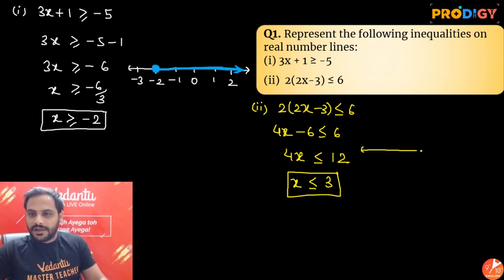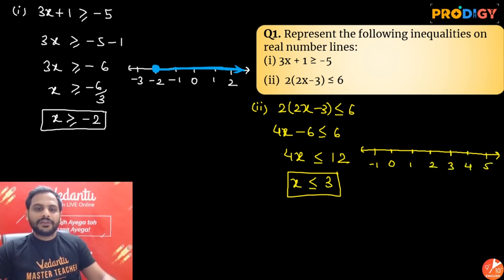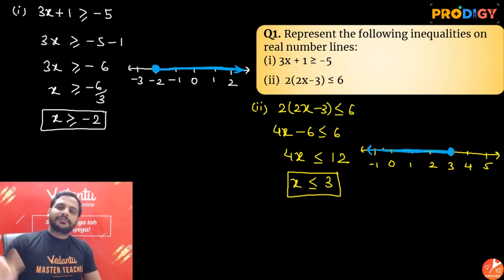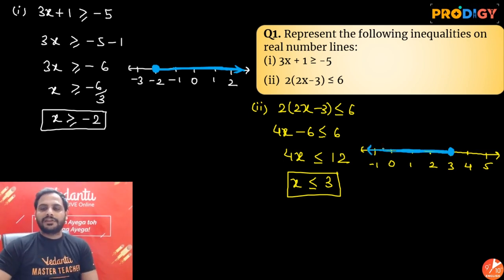So if I make this as a number line, let's say it is minus 1, 0, 1, 2, 3, 4 and 5. I want x less than or equal to 3, so 3 is included. And we want the values less than 3, so go towards the left hand side. So this will be the solution representing x is less than or equal to 3.